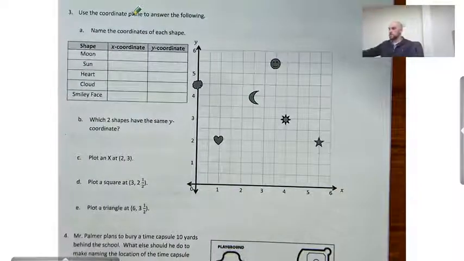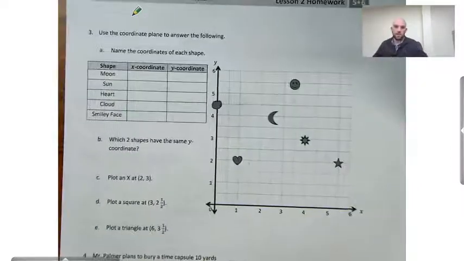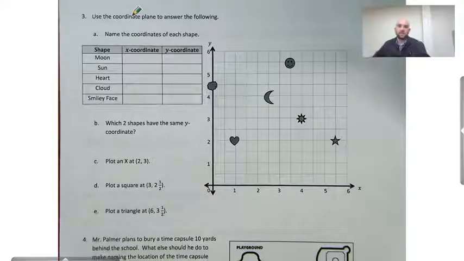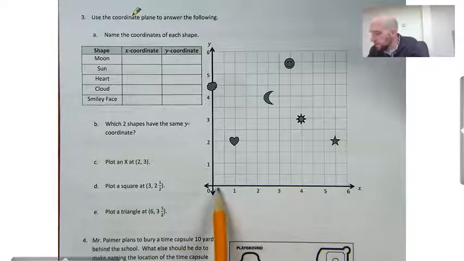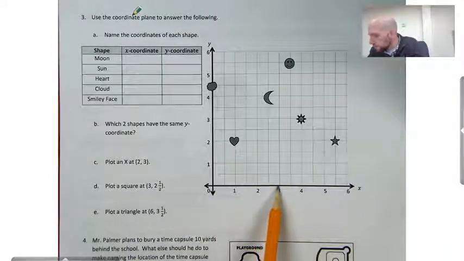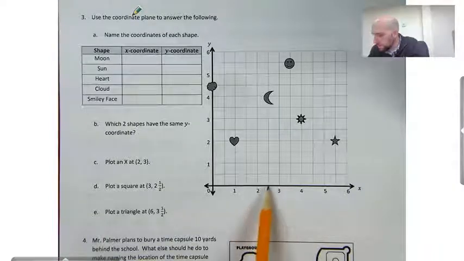All right, now let's look at our next page here. Number 3. This looks pretty similar, except this time it's asking us to name the coordinates rather than naming the shape. So we're going to look at our moon, and we need to figure out what our x coordinate is first. How many over is it on the x-axis? 1, 2. Well, 3 is here. It's right in between 2 and 3, so that's going to be 2.5.